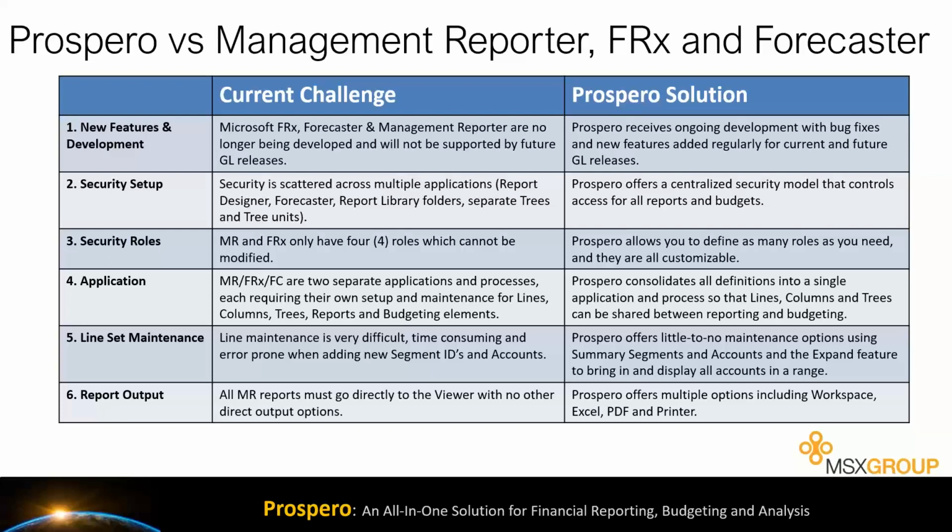But with Prospero, we brought back numerous customer requests for our output, including the viewer, or workspace, we call it, which I can actively and securely use to drill down to account and transaction level, including charts, graphs, annotations. But what we also did is bring back the requested output to Excel or maybe PDF or to a printer. That way I can efficiently create some report books or board packages, however you want to call it.